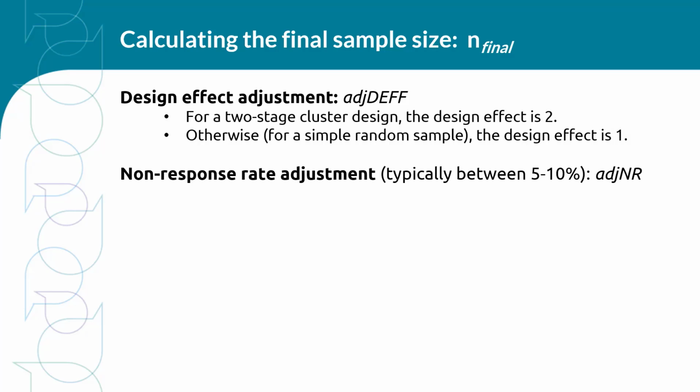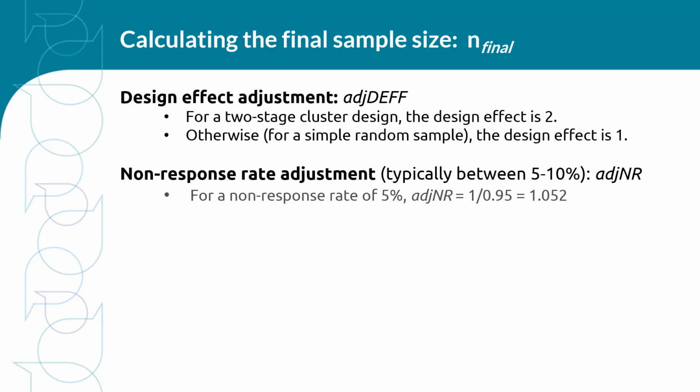Next is non-response rate adjustment, or ADGE-NR. When conducting surveys, it's expected that some people who are selected to participate in the survey will not be available or willing to complete the survey. This is called non-response. A 5 to 10% non-response rate is a typical place to start, but some communities might have much higher rates.